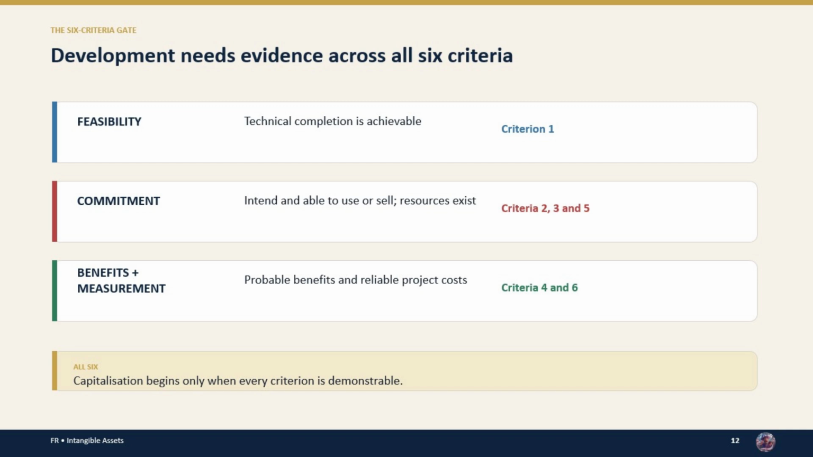Future economic benefits are probable, supported by a market or internal usefulness. Adequate technical, financial, and other resources are available. Finally, development expenditure can be measured reliably. Missing one condition means no capitalization yet.